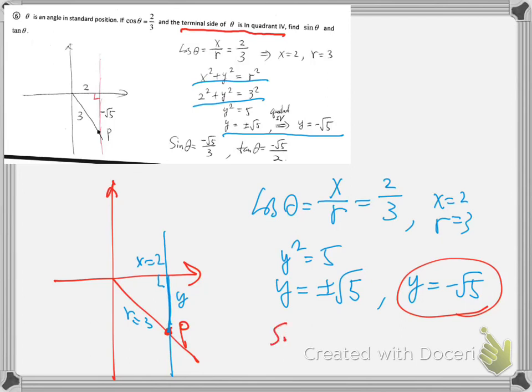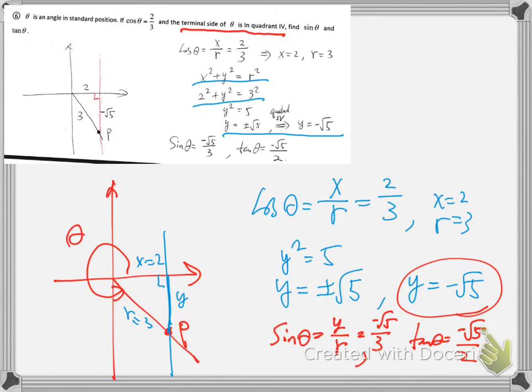Okay, so now we know sine is y over r. So this is negative radical 5 over 3, and the tangent is y over x. So this is tangent for the angle theta. Okay, so this is the angle theta. It's in the 4th quadrant. Okay, 4th quadrant.